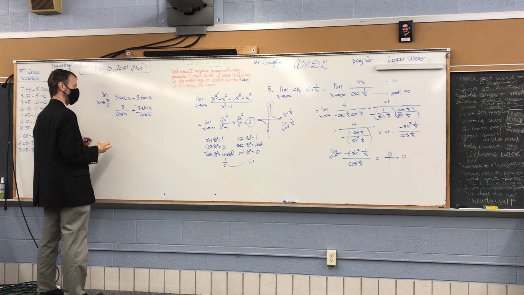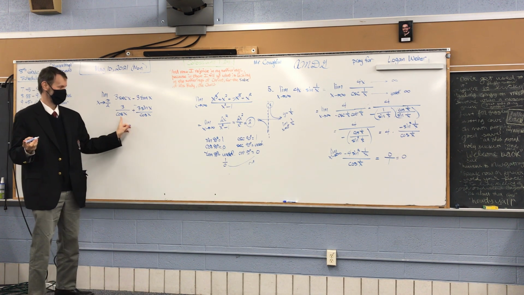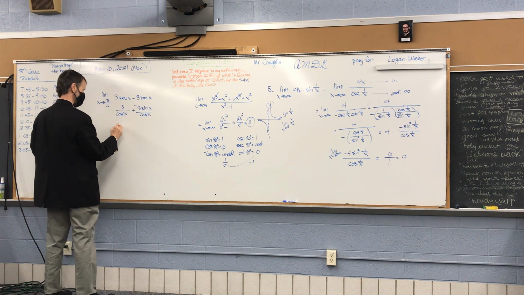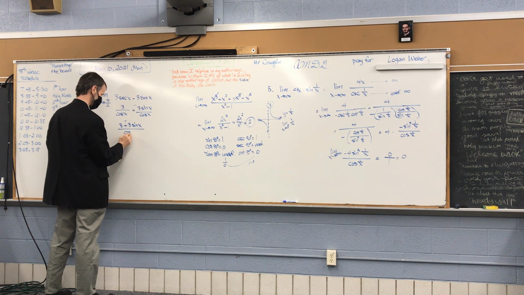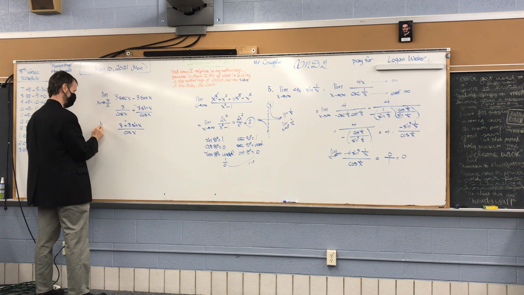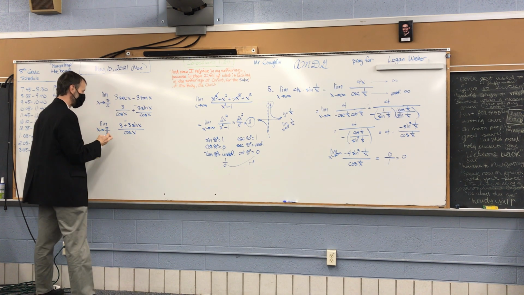Actually, you already have a common denominator. Well then, just, so 3 minus 3 sin of x. I just did the opposite, didn't I? Over cosine of x. So the limit as x approaches pi over 2.